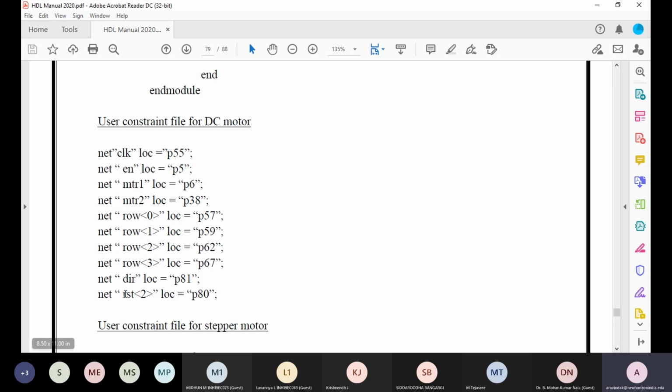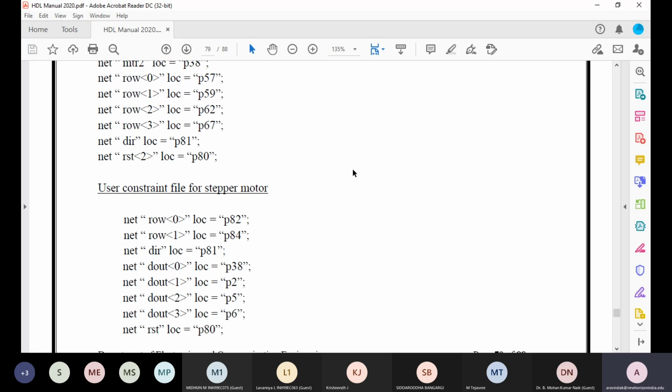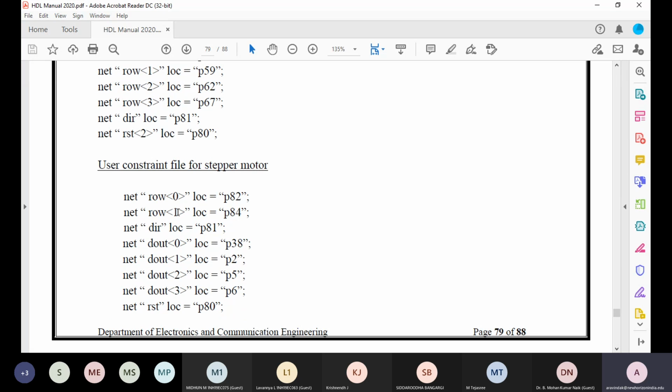All these are basically connected to our code only, but ultimately they have to be realized by means of a particular pin. This is in the case of a DC motor. Similarly, in the case of a stepper motor, you can see row of 0, row of 1, direction, D out of 0, D out of 1, D out of 2, D out of 3, then reset. These are all connected to those FPGA pins. In fact, these pins can be changed also, but in general we don't change the pins because they are all connected to the daughter board by means of the respective FRC cable. So here we don't have the freedom to change these pins.